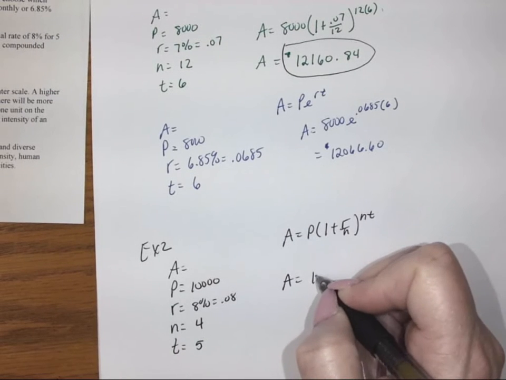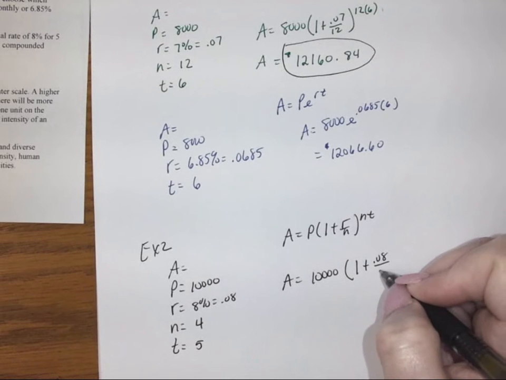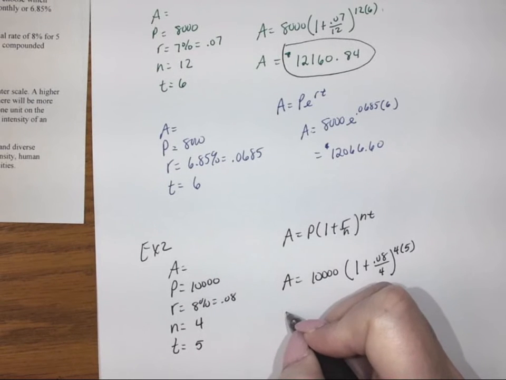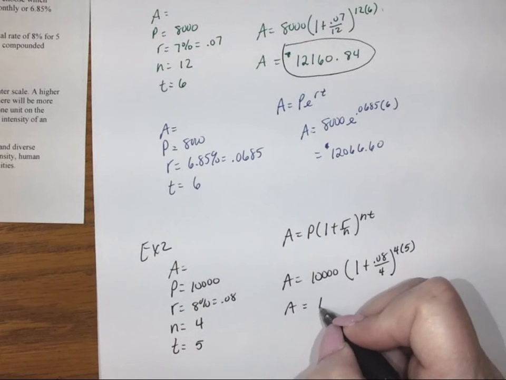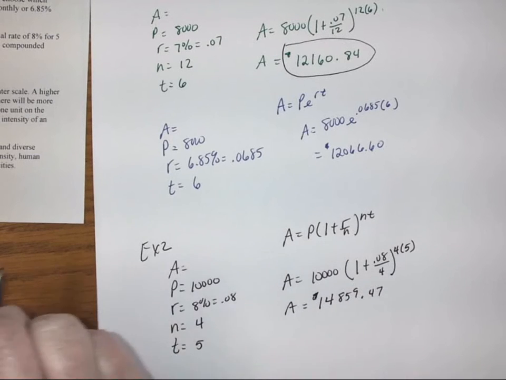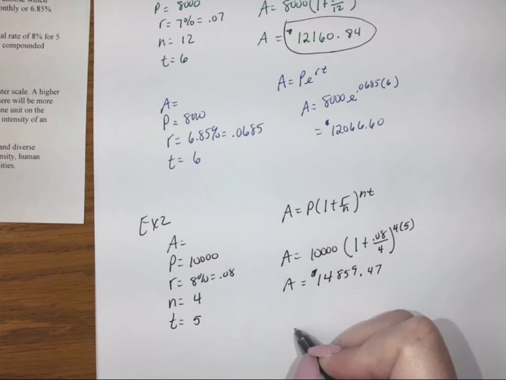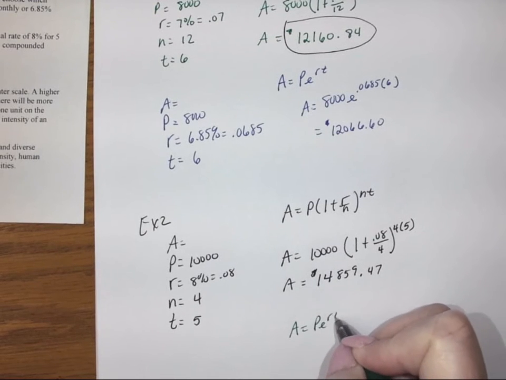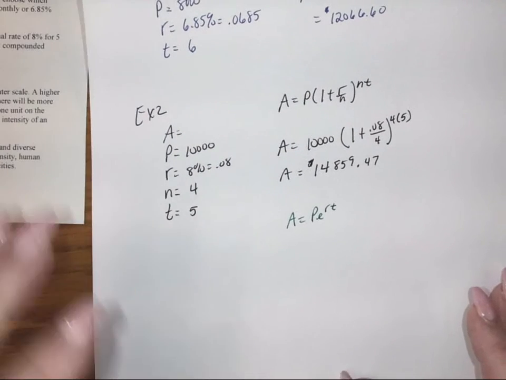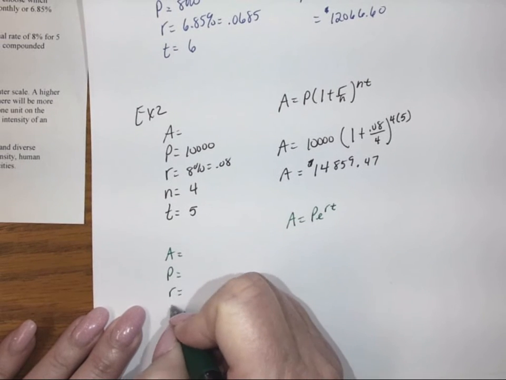So A is equal to 10,000 times 1 plus 0.08 divided by N, which is 4, raised to the N times the T. When you put this into your calculator, you should get 14,859.47. And now we need to do the second option, continuously. So that's going to be A is equal to Pe to the rt. So again, we need to figure out what our variables are. The variables we have are A, P, R, and T.